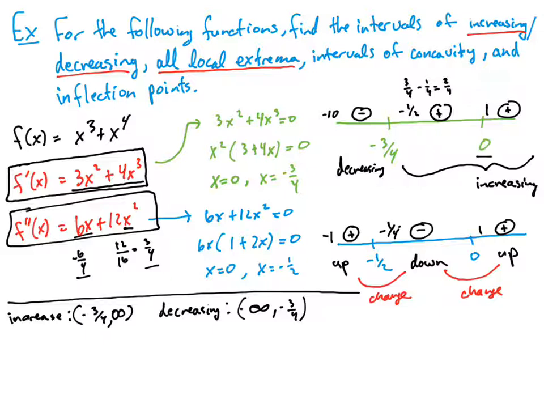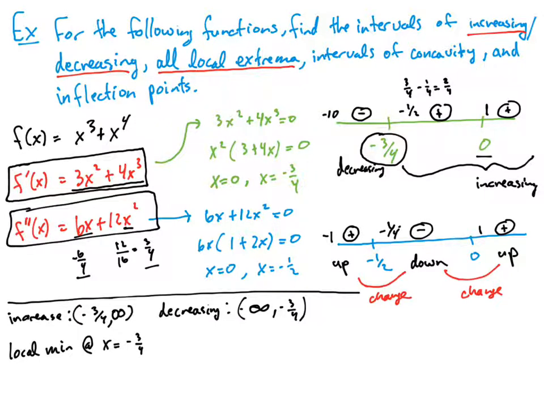We have a local min value at negative 3/4. That's where the function goes from decreasing to increasing. So we have a local min at x is equal to negative 3/4.